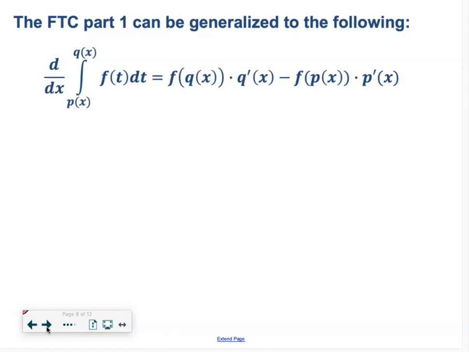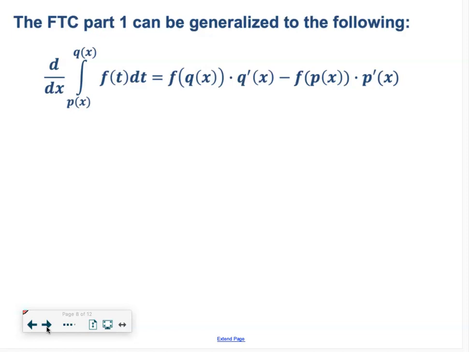When you have a derivative, now it doesn't have to be constant to x. It could be some function of x to another function of x. We could go from negative x plus 3 to the square root of x cubed minus 8, right? So any function of x in the limits, of some function of t here. All right. So when we have a derivative of an integral with variables in the limits, what do we do? Plug the top limit into your function times the derivative of the top limit, minus plug the bottom limit into your function times the derivative of the bottom limit.